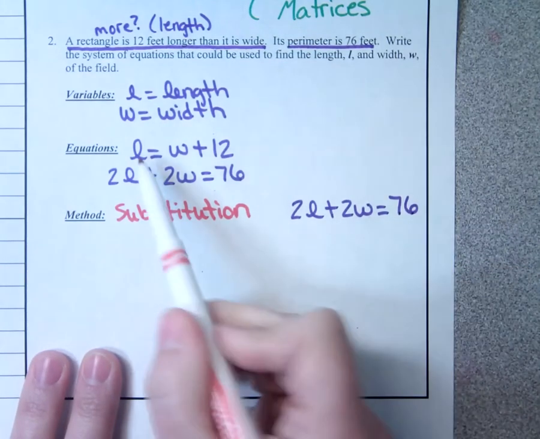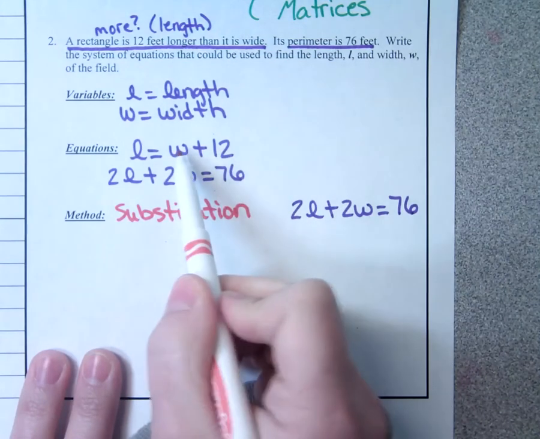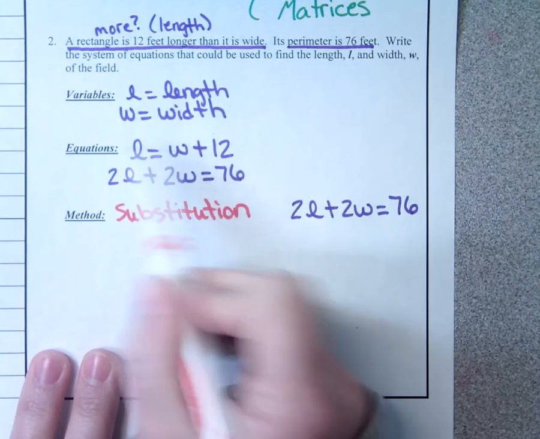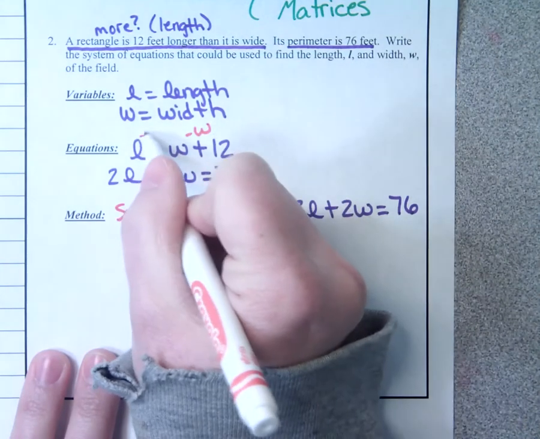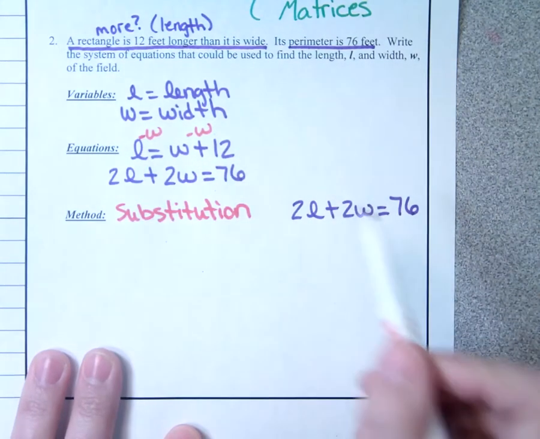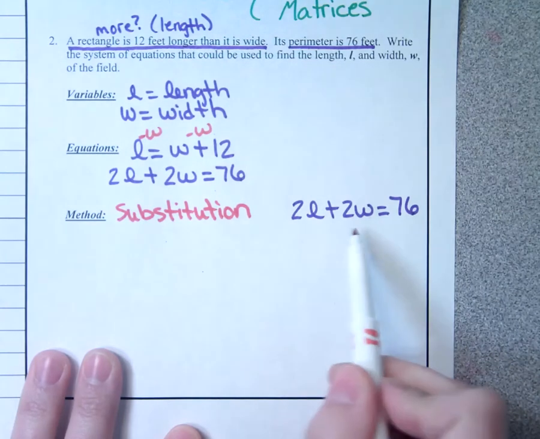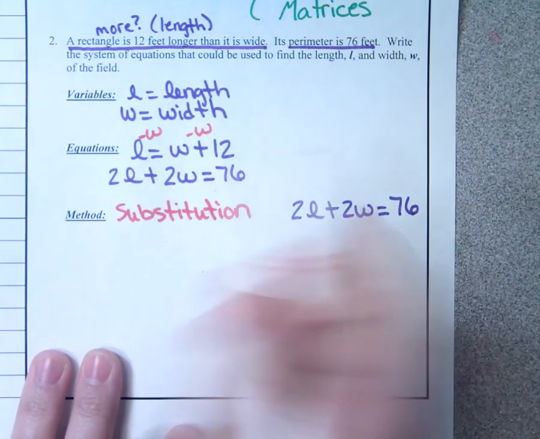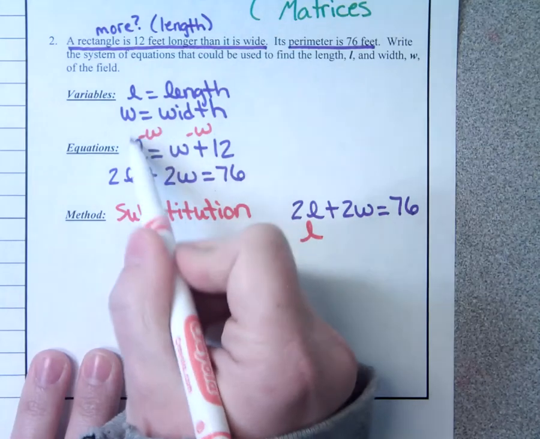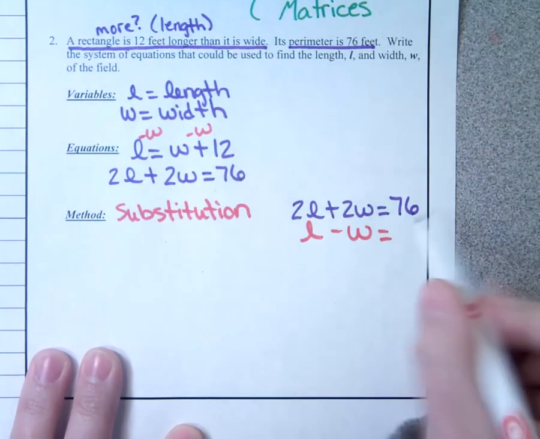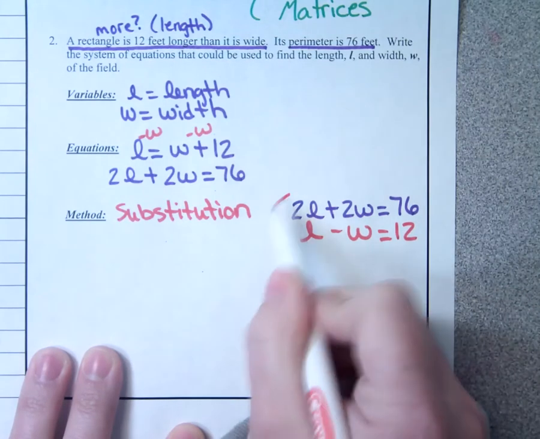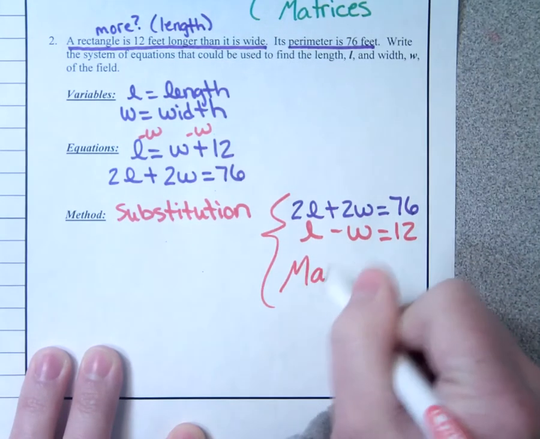But if I wanted to get this top equation ready for the matrices, I need to get the W to the other side. Well, since it's a positive W, I would have to subtract it from both sides. And if I did that, I want the L first and then the W. So what kind of L is it? It's a positive L. What kind of W is it? It's a minus W. And what number am I left with? A 12. And now it's ready for matrices.